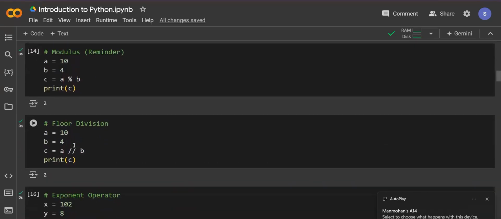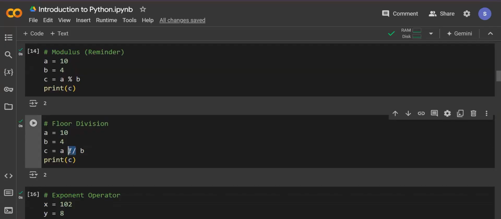Floor division is used to remove the point value. Let's say we are dividing 5 by 2. 5 divided by 2 is 2.5. But I don't want that 0.5. So that is the reason I'll be using this floor division, so that I'll be getting the answer as 2.